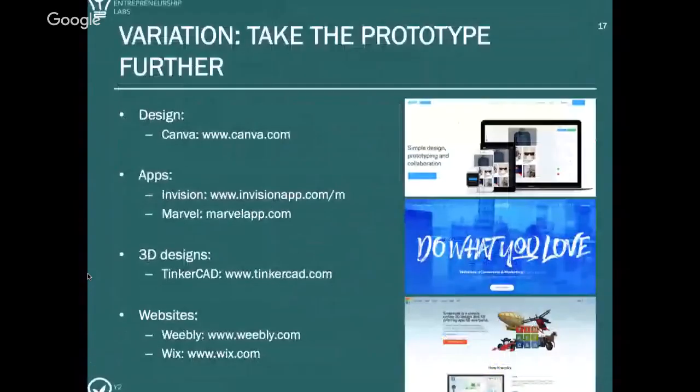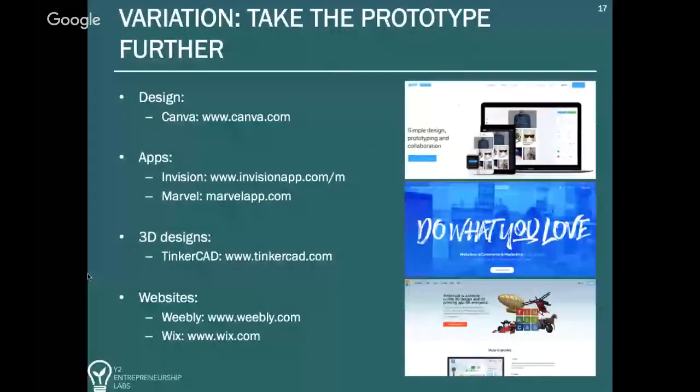Another variation: if the students build a prototype using paper, and they decide that they want to go further, there are some free tools out there, whether it's designing logos using Canva. If they want to build a non-working app, so what I mean by that is if students want to create the home screen and a few key screens for an app, they can use something called marvelapp.com. It's free. And they can design an app that automatically renders from a phone to a tablet to a computer screen.